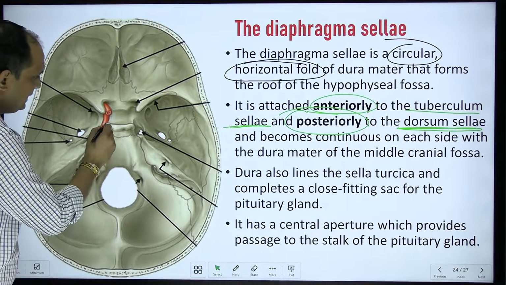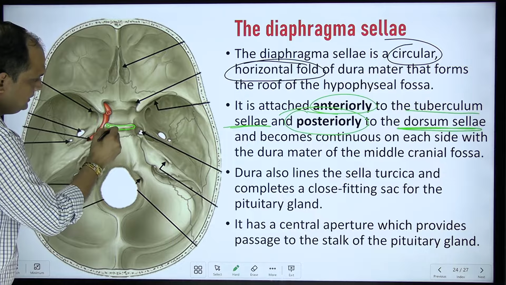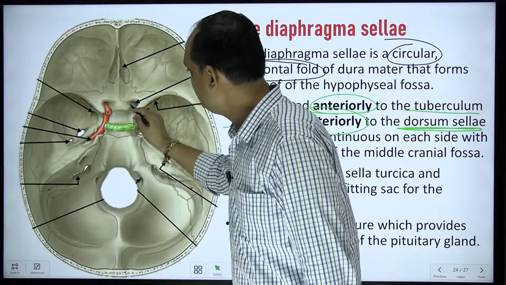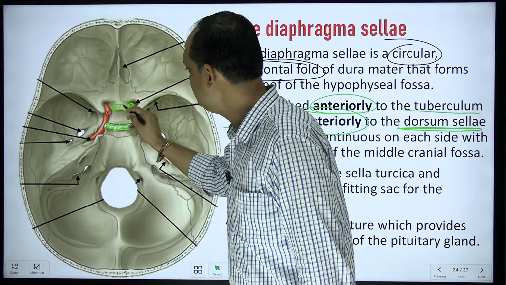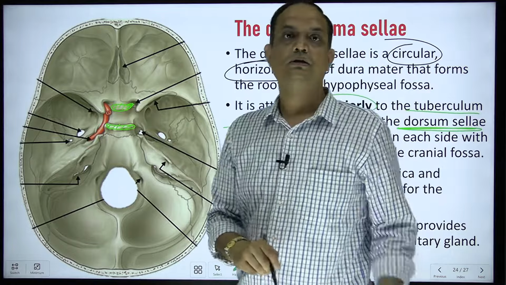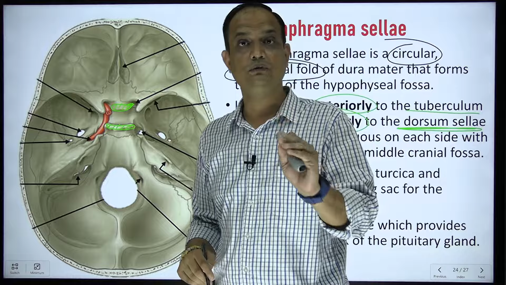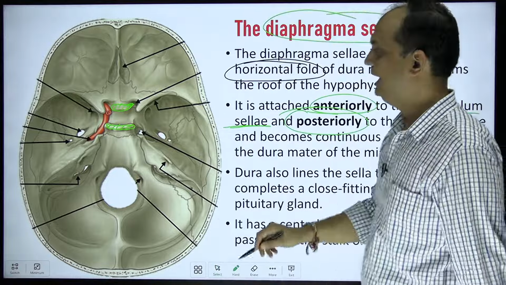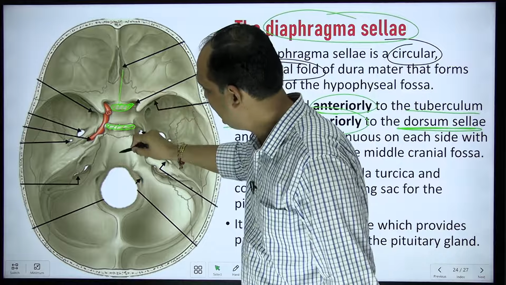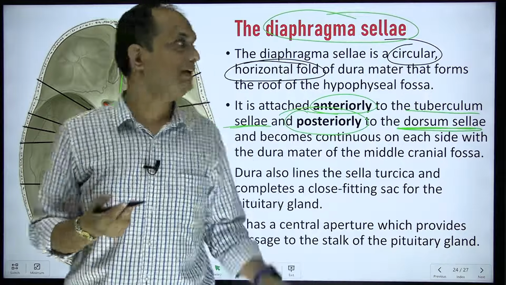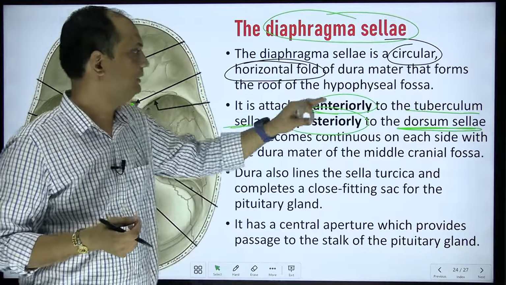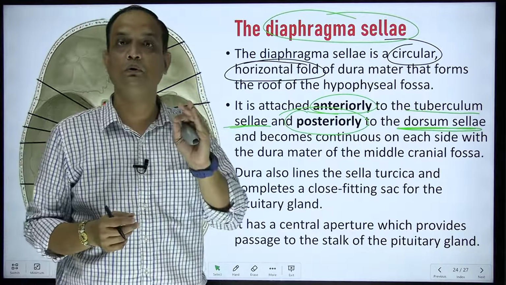Dorsum sella is this part. Now, ye jo bony plate hai, this bony plate is known as dorsum sella and this bony plate is known as tuberculum sella. So, dear students, there should be no confusion. There are three words: diaphragma sella, then you have tuberculum sella and dorsum sella. So, diaphragma sella kya hai? What is diaphragma sella? It is a name of fold. What is tuberculum sella and dorsum sella? These are the bony plates.